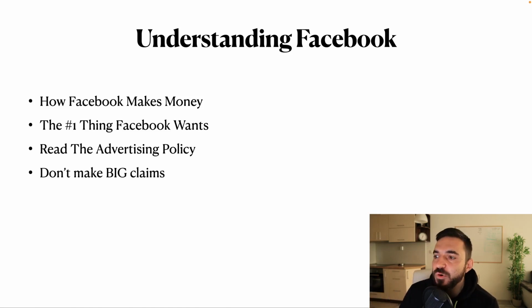And the number one thing that Facebook wants is to keep the people on the platform happy, because if people start seeing some weird content, if they start seeing some content that they don't like, they'll start leaving Facebook, they'll spend less time on Facebook, and Facebook will make less money. So the number one thing Facebook wants is to keep the users engaged, right? So before running any ads, make sure you read the advertising policy and make sure your Facebook ads are compliant with the advertising policy.